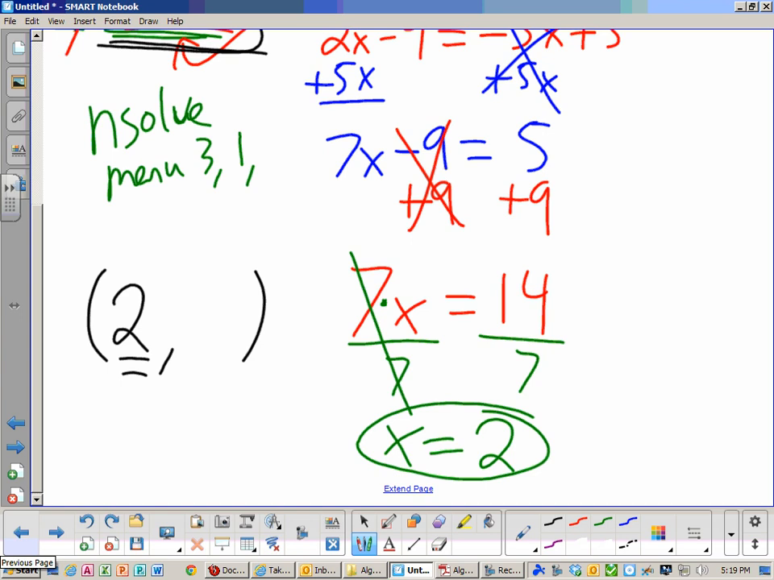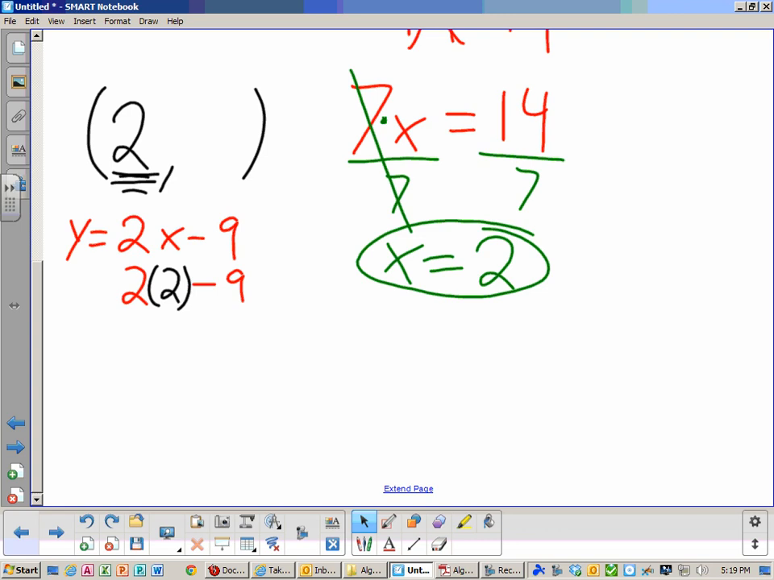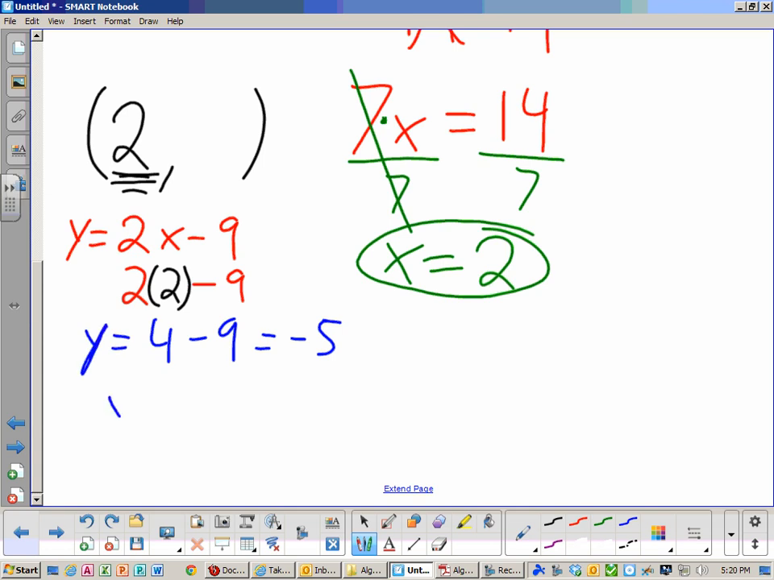y is equal to 2x minus 9. Well, now that you know your x, you can now say instead 2 times, what was my x again? 2. 2 times 2 minus 9. Well, 2 times 2 is 4, and 4 minus 9 is equal to -5. That's what my y is equal to. My y is equal to -5. So -5 goes here. That's how you do it algebraically, all by hand.